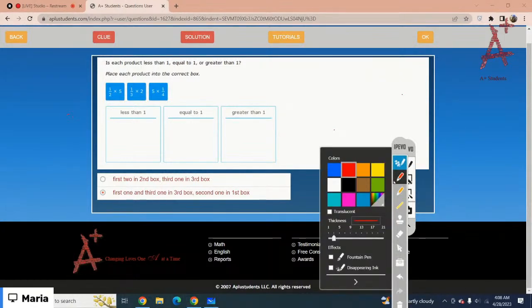Here you have 0.6. Here you have 2.5 and 1 point something. So you can see the first one, that second option is the correct option.